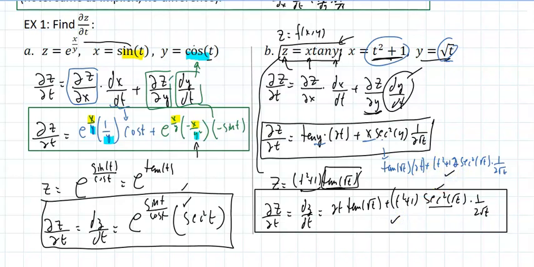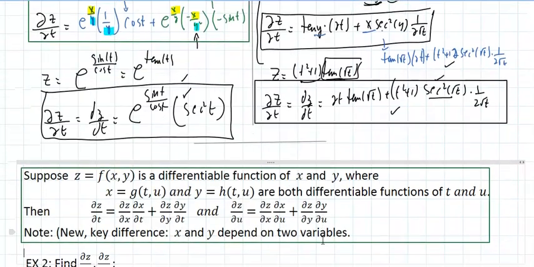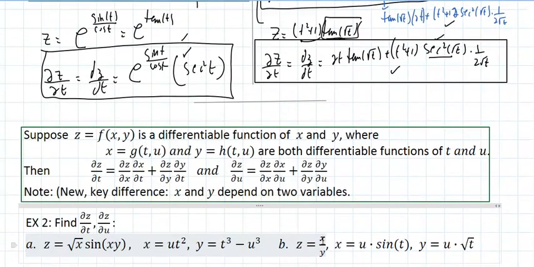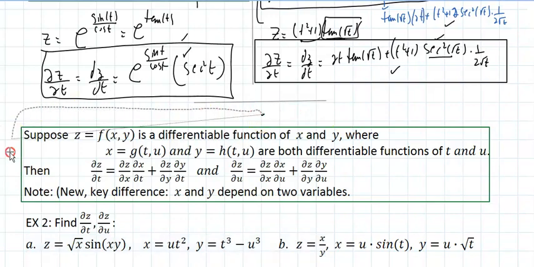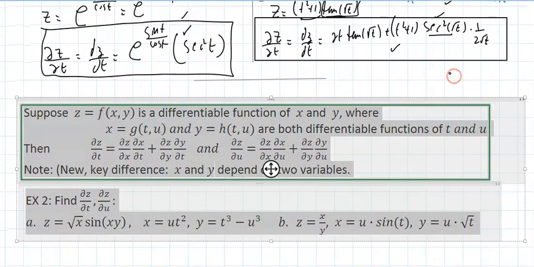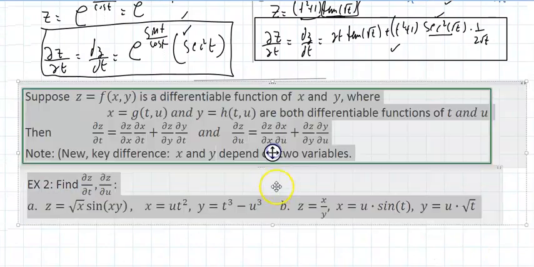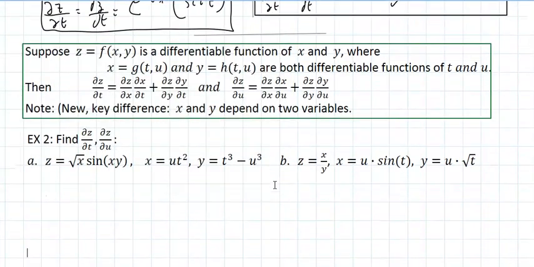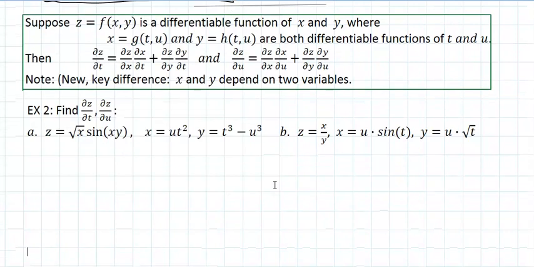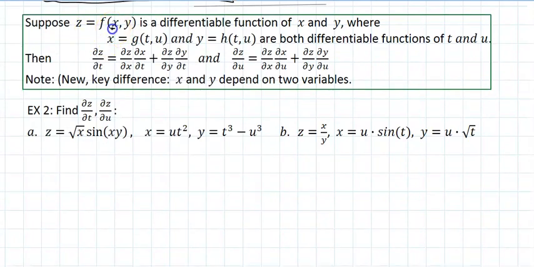So for one variable, it makes not much of a difference, but for two variables, it makes a massive difference. And let me demonstrate. For one variable, you could get away with just replacing it or using the traditional implicit. But if I have a function in terms of x and y, and x happens to be a function of two variables, and y happens to be a function of two variables. So this is how we do it.